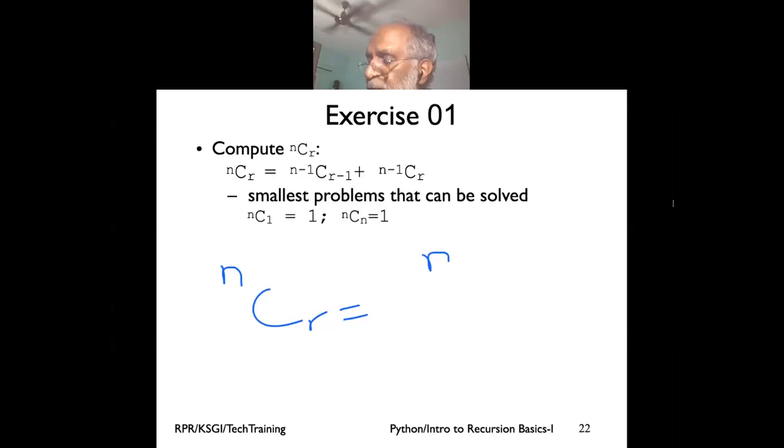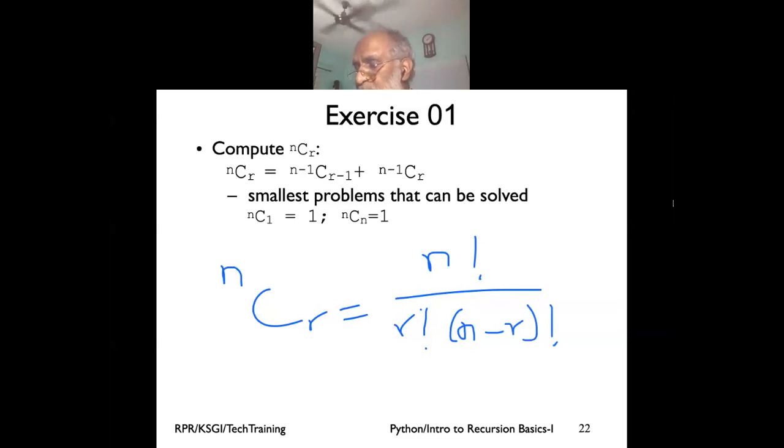It is equal to factorial n upon factorial r into factorial n minus r. This is the formula for NCR. But you compute 3 factorials. I'm saying using recursion, I can solve the problem.